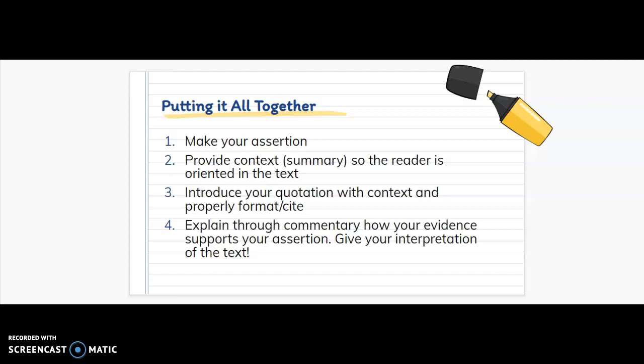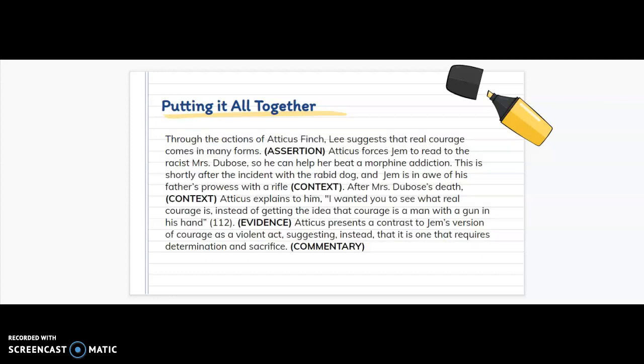You might want to put your evidence in chronological order, what shows up first in the text. Or you might want to put your best evidence last, just for the biggest impact. All right, so you might want to play around with it. Let's look at an example.